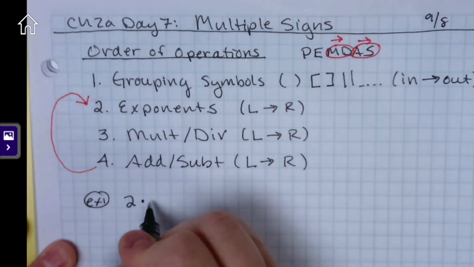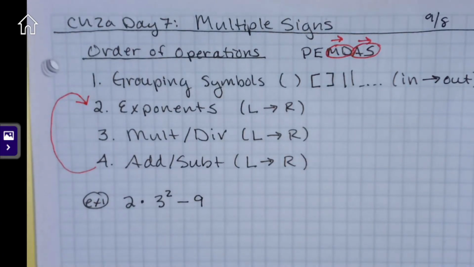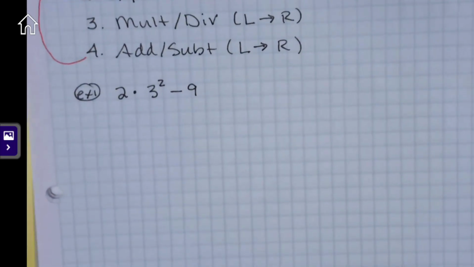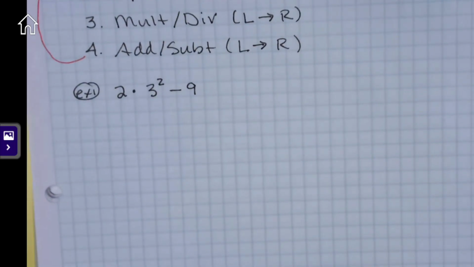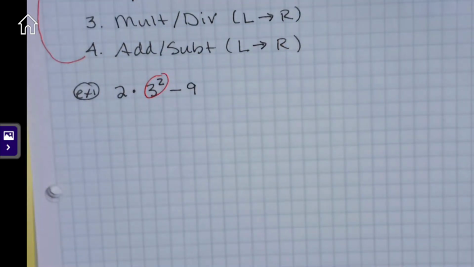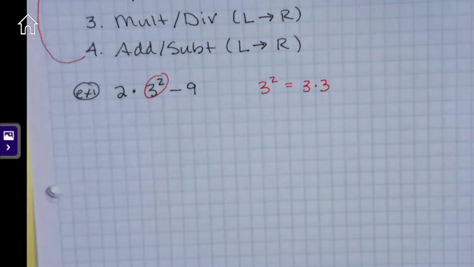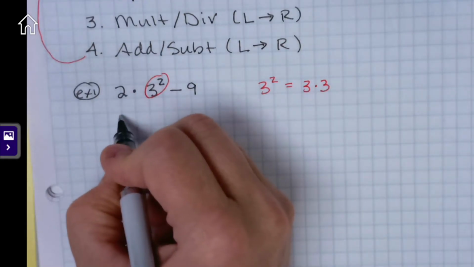All right, 2 times 3 squared minus 9. Okay, so grouping symbols, none. Exponents, yes. This one you start with the 3 squared. 3 squared means you have 2 3's multiplied together. The big number is what's being multiplied. The little number tells you how many of them. In this case, the power is a 2, so you have 2 different 3's being multiplied together, which is 9.